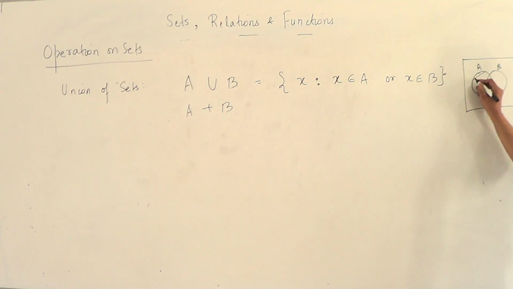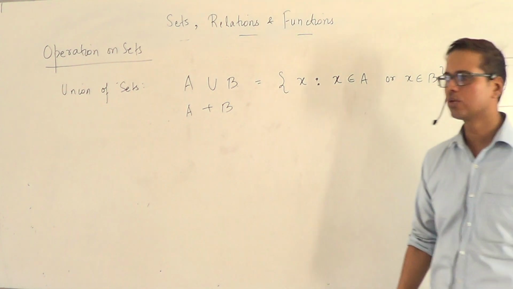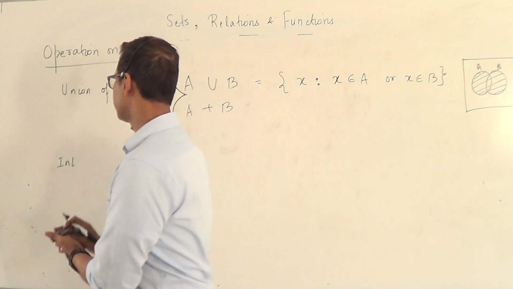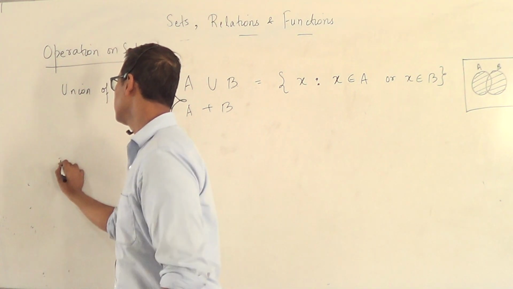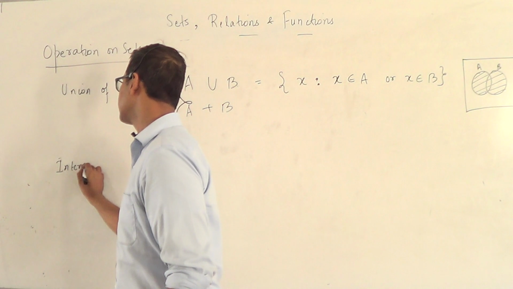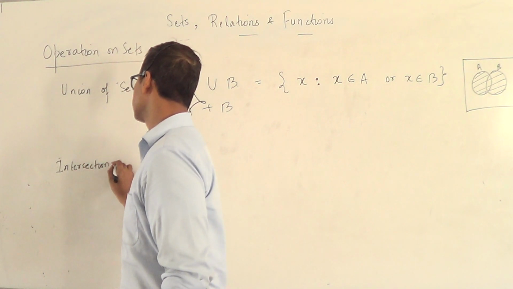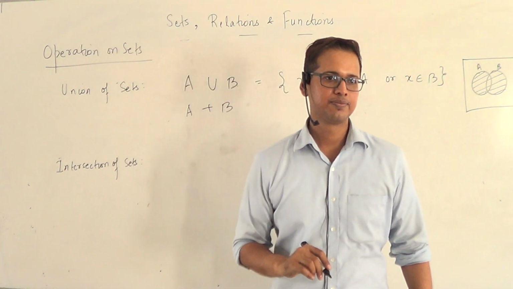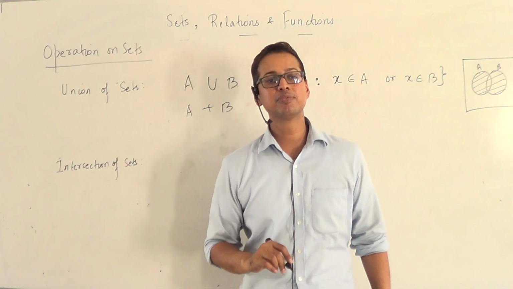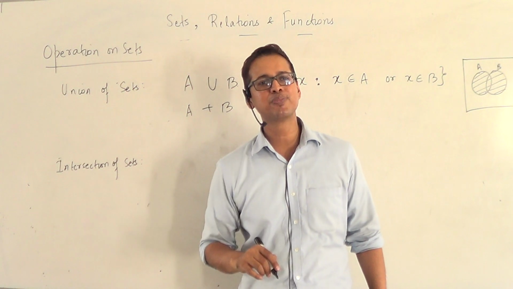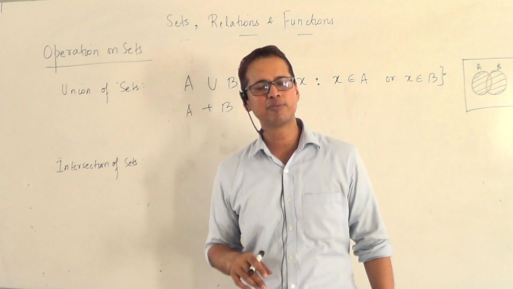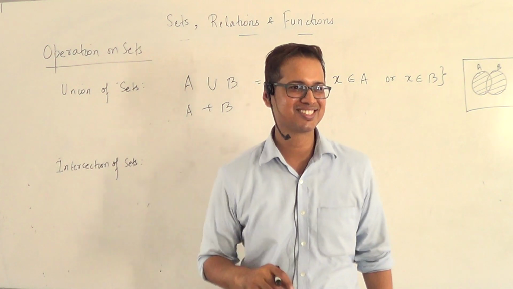This entire shaded region represents A union B. Next is called intersection of sets. Only in a few problems do you have to use properties of sets to solve; in others you take an arbitrary element. But when it becomes complicated, the arbitrary element proof fails. It will run into pages. So we'll take up some of the proofs through laws of sets.